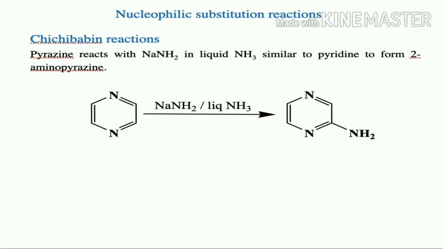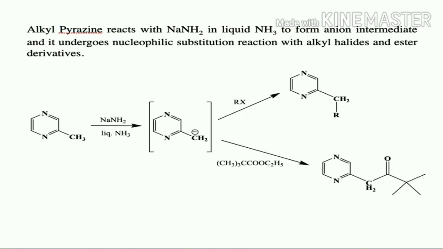Then pyrazine is capable of undergoing the Chichibabin reaction, that is, pyrazine on treatment with sodium amide in liquid ammonia is going to form 2-amino pyrazine. If there is any alkyl substituent present on the pyrazine, then it is going to react with sodium amide in liquid ammonia and form an anion intermediate. It is not going to undergo the Chichibabin reaction, and further it is going to react with different substrates like alkyl halides and esters to form the corresponding substituted products. So this is regarding the synthesis, reactivity, aromatic character, and importance of pyrazine. Thank you.